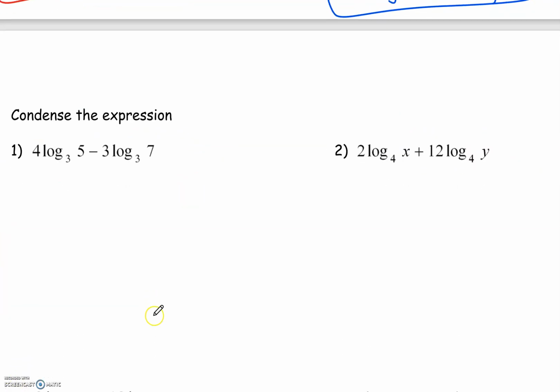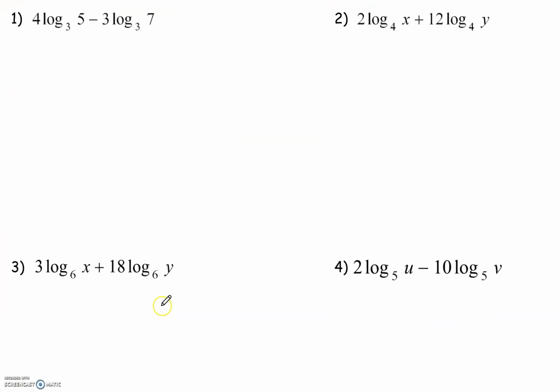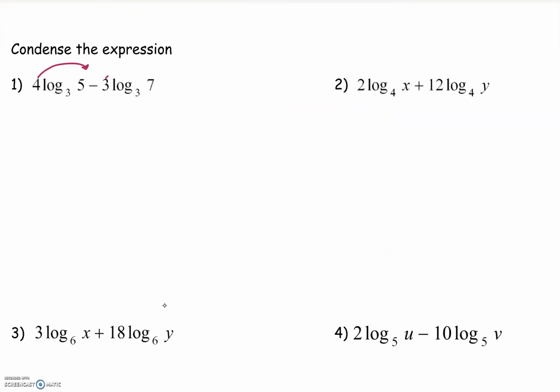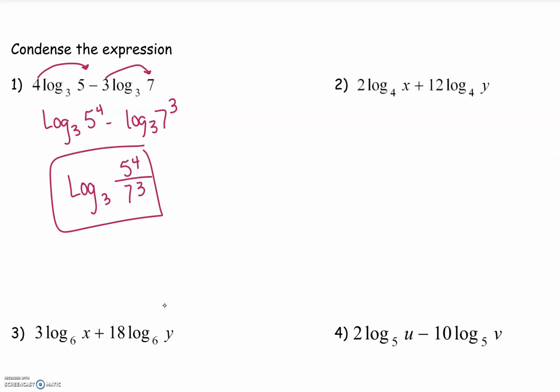And now we're going to go the other direction. We are going to move those coefficients to become the exponents. And then subtraction is going to become division, and we'll just write the log once. So log 3 of 5 to the 4th minus log 3 of 7 to the 3rd, and then it will just be one single log base 3 with 5 to the 4th over 7 to the 3rd. Because it's division, subtraction turns into division.